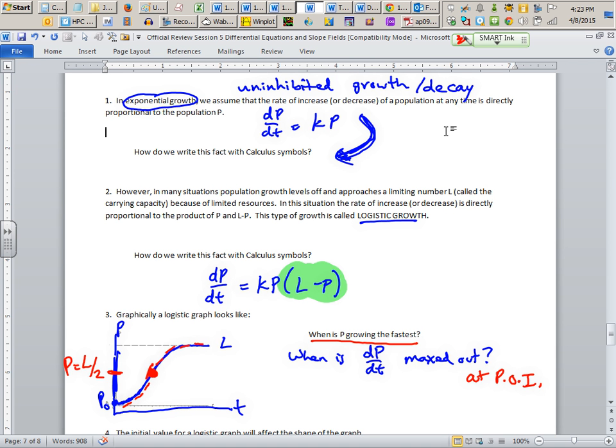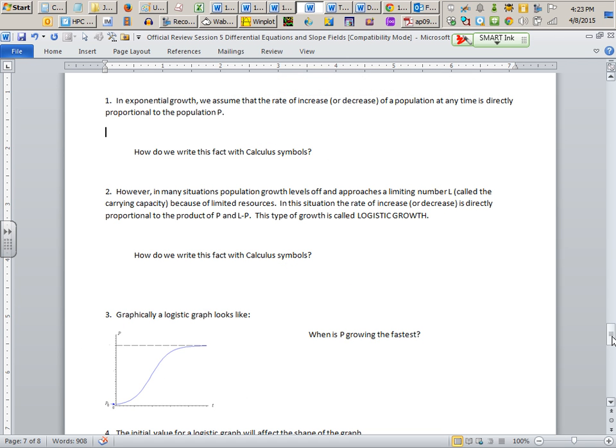But anyway, there's your curves. Sometimes all you do is they'll say that L is 500, and they'll ask, when does it grow the fastest? The answer is 250. That's not even hard work, right? Okay. So let's move on a little bit further down here.